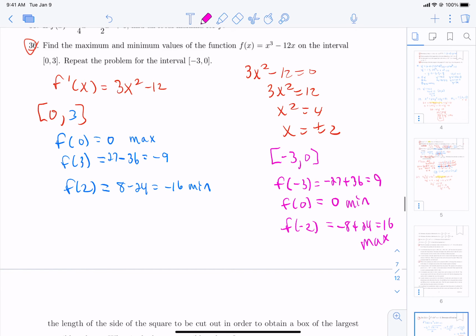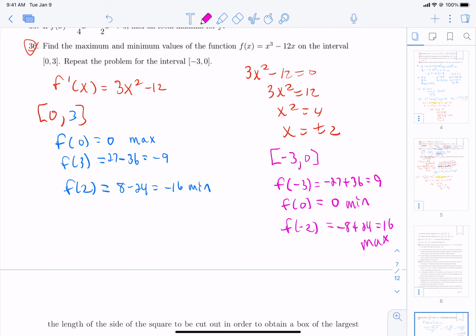Plugging it into the original function. See how I just have it labeled as f? We're plugging it back into the original. Okay. So for intervals, you're plugging it back into the original. Max and min on an interval, always plug it back into the original.